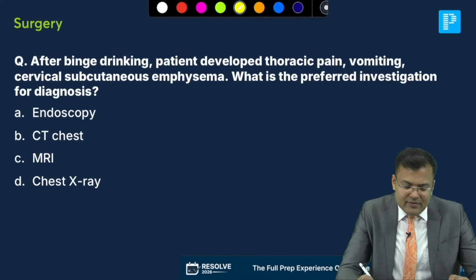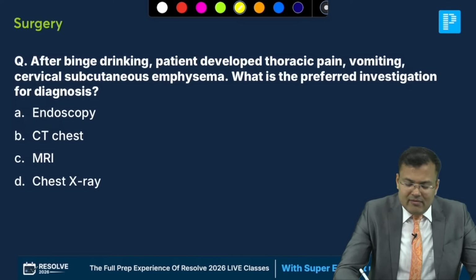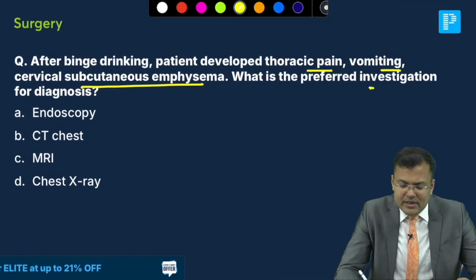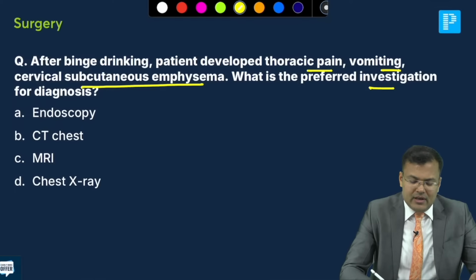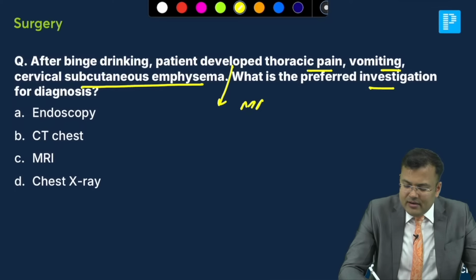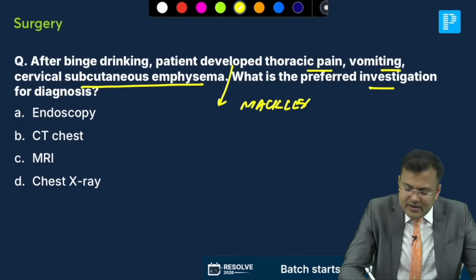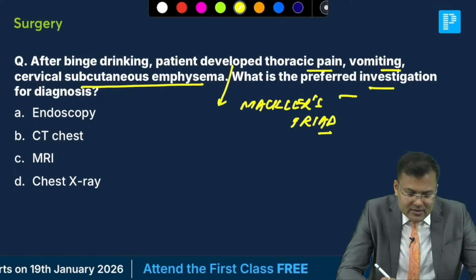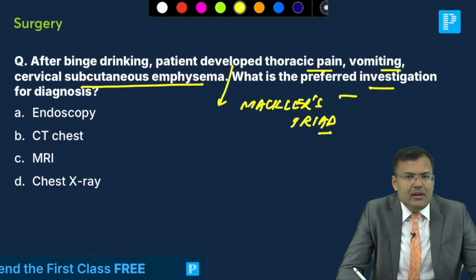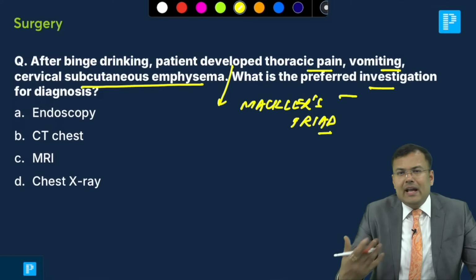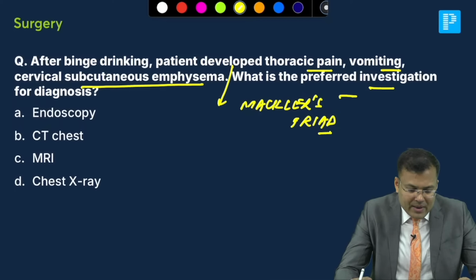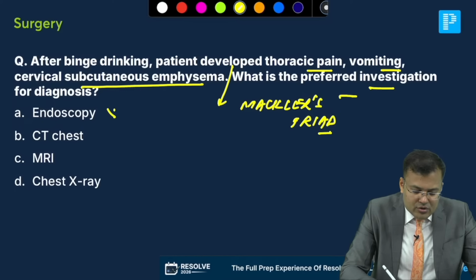Next, after binge drinking, patient developed thoracic pain, vomiting and cervical subcutaneous emphysema. What is the preferred investigation for the diagnosis? So guys, can you tell me what is the name of this triad? All of you know that this is Mackler's triad. Patient is having Mackler's triad, clear? Patient is having Boerhaave syndrome, and what is the investigation of Boerhaave syndrome? Contrast esophagogram. और इस केस में क्या करेंगे? No, endoscopy is not done.